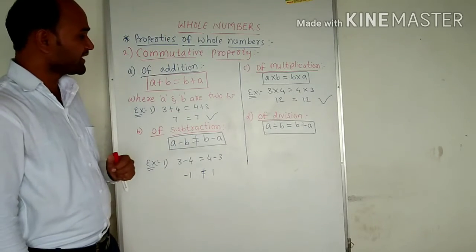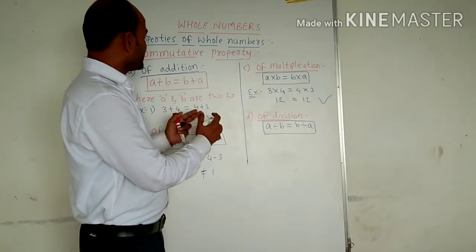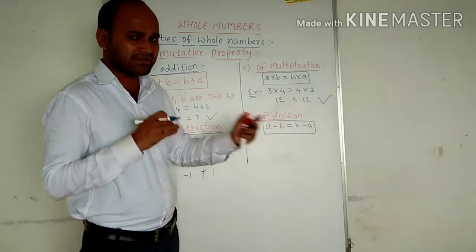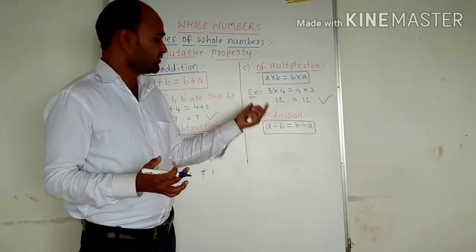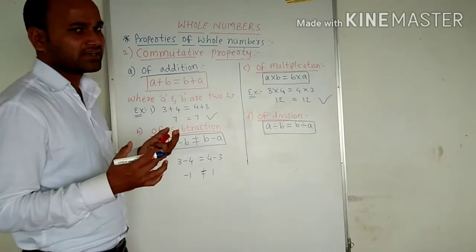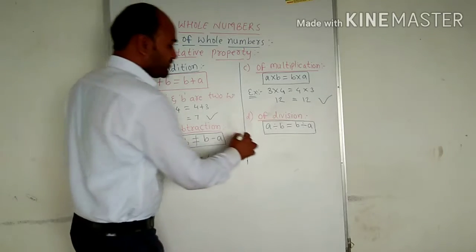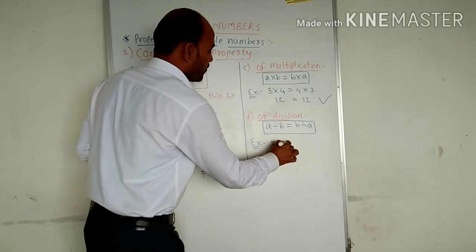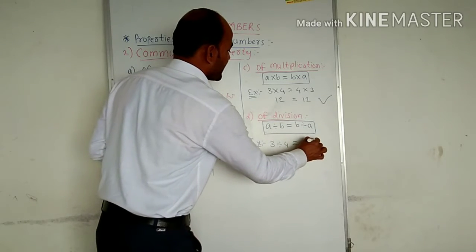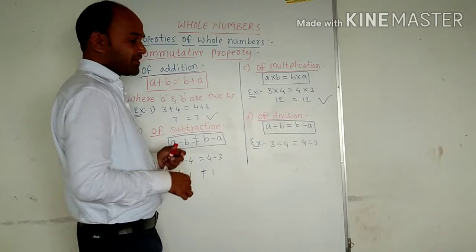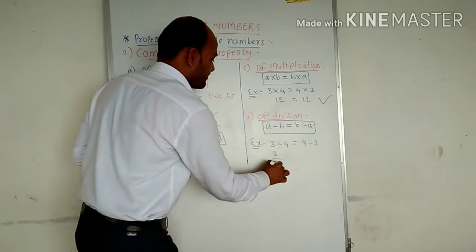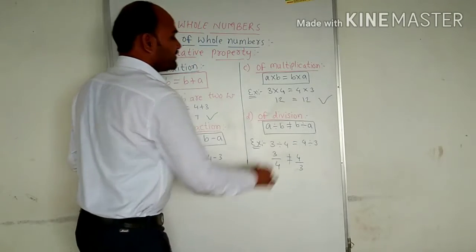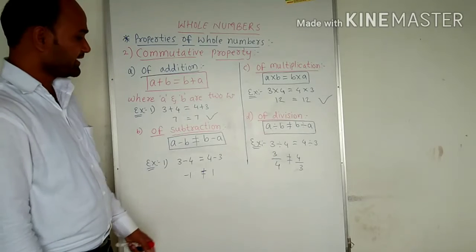The next one we can see is the commutative property of division. It also says that two whole numbers can be divided in any order and the answer remains the same. Let me check with the help of an example. That is 3 divided by 4, which is equal to 4 divided by 3. Is the answer the same or not? The answer is not the same, so this property does not satisfy.